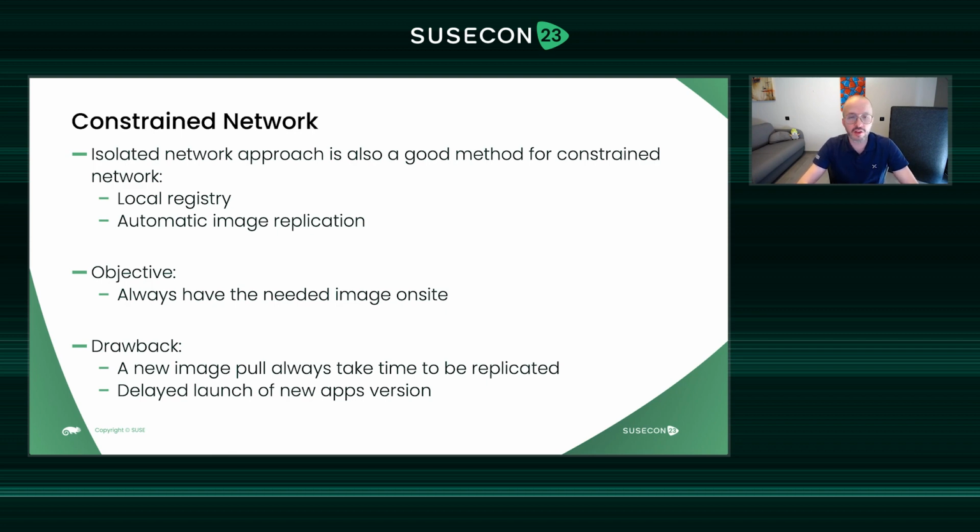In this case, you will have a delayed launch because you need to pull the image the first time. For example, if you have a sync between the local registry inside the constrained network and the central registry, the first time it needs to be pulled from the central registry, and if you have limited bandwidth, it will cost time. So that can clearly cause issues if we need to quickly deploy apps. Hopefully, there is also a solution to improve this situation.